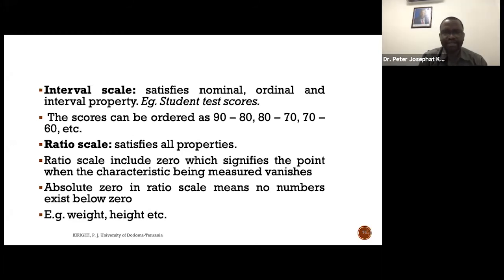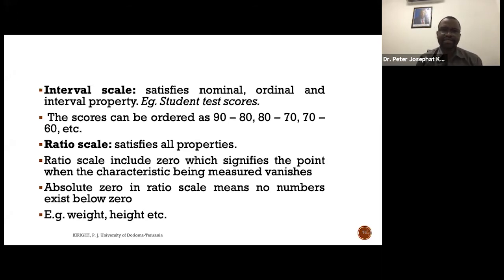Do we have an interval scale? Interval property? The answer is yes. Having the difference of 90 and 80 or 70 and 10, we have an interval because they differ in 10 marks. Another one is the ratio scale.